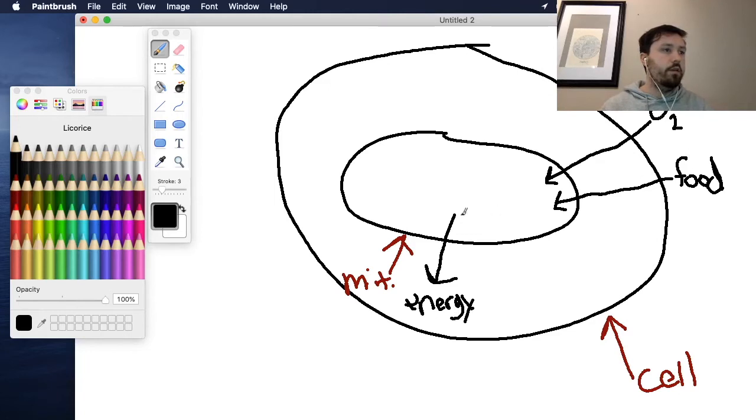Oxygen and food come in, it does a bunch of stuff in here, this is called respiration, it goes through something called respiration, and out comes energy, okay?